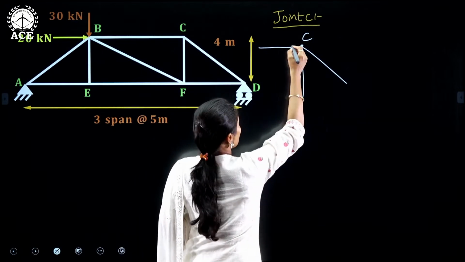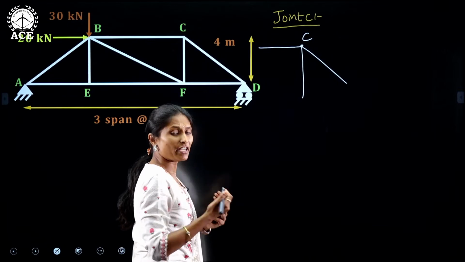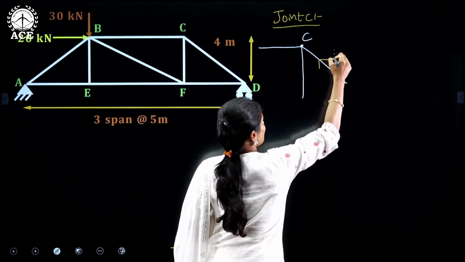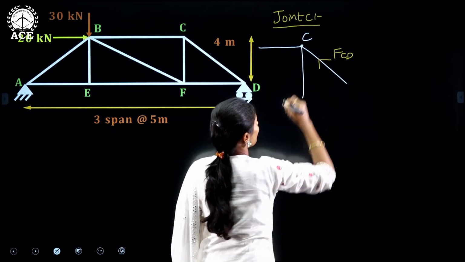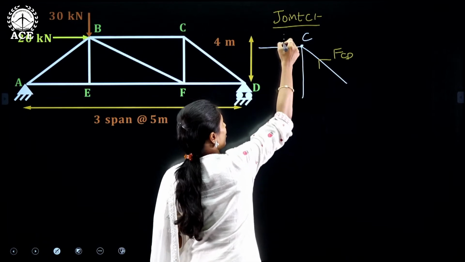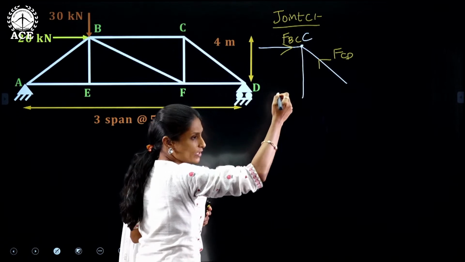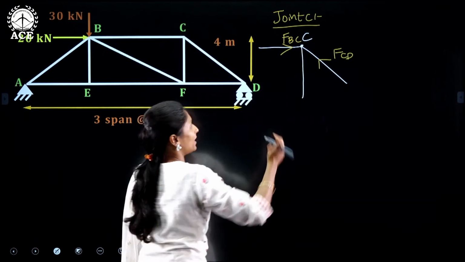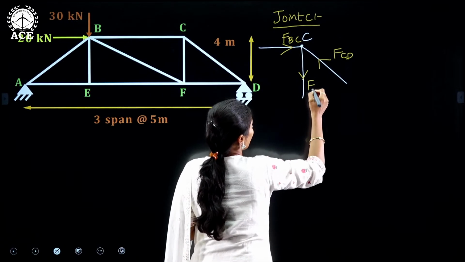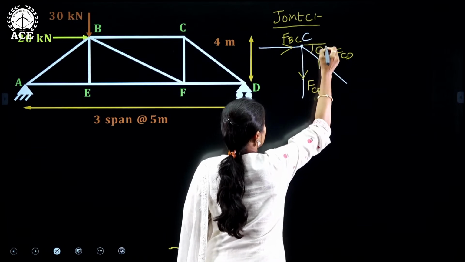Where I am assuming, already we know we have got the positive value of CD when we assume the force to act towards the joint. So this is FCD, and also I am considering the force in the member BC also to act towards the joint. When 2 members are acting towards the joint, the other member force should be acting away from the joint. This is FCF, and also we know this is theta.